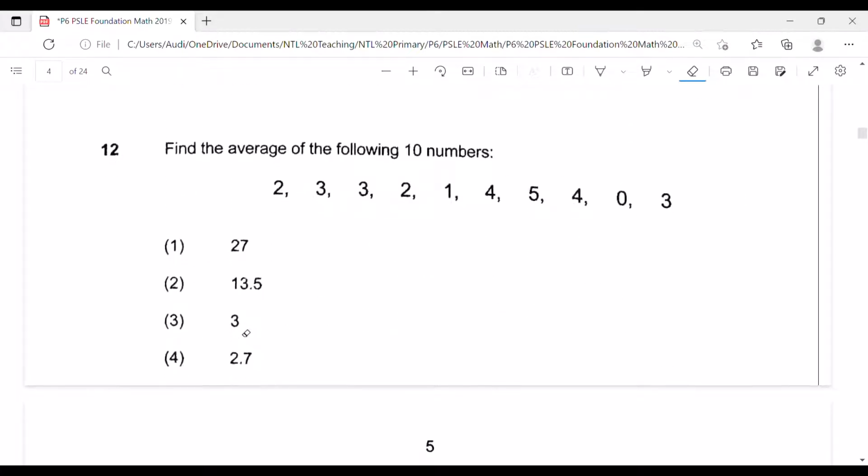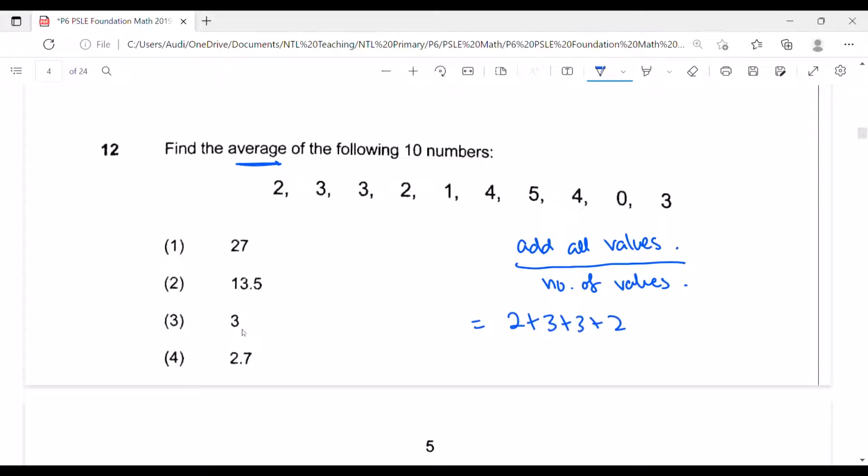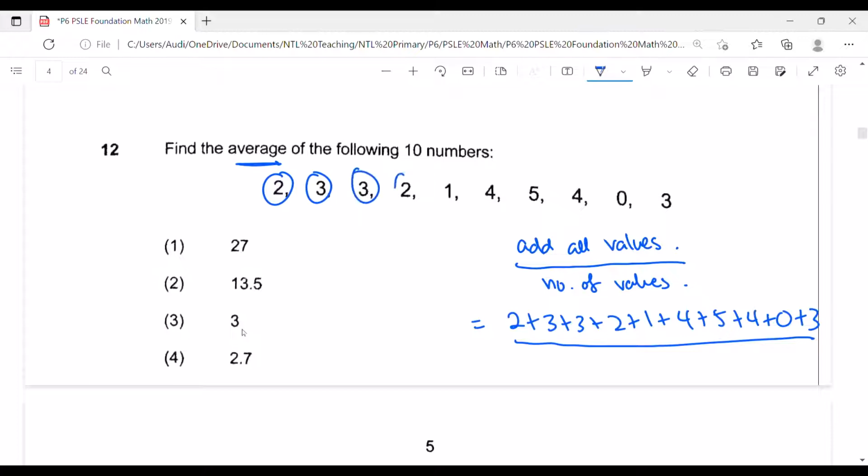Right, number 12. Find the average of the following 10 numbers. So you got 10 numbers here. What do we know about average? Average means you add all the values, then you divide by the number of values. So adding all values means 2 plus 3 plus 3 plus 2 plus 1 plus 4 plus 5 plus 4 plus 0 plus 3 over the number of values. How many are there? 1, 2, 3, 4, 5, 6, 7, 8, 9, 10. So divide by 10.